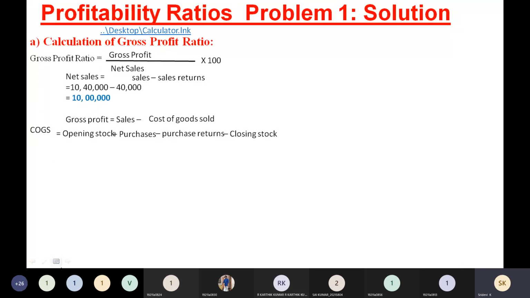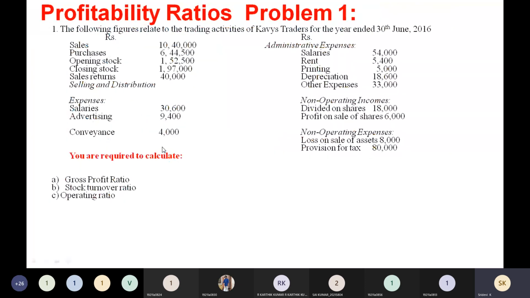Let us go to the previous slide. So let us first of all look at the values that were given under each heading. See here, opening stock is given 1,52,500, right? And closing stock is given 1,97,000. Everyone take down these values. And purchases are given 6,44,500. Is there any purchase returns value here? Not there. So purchase returns you take as 0. Okay.